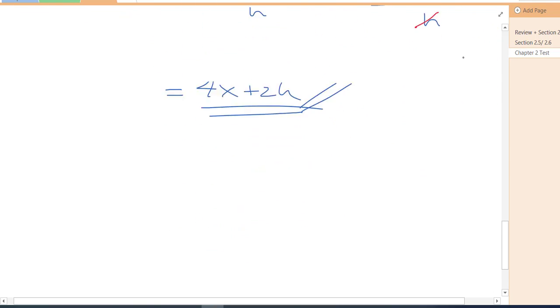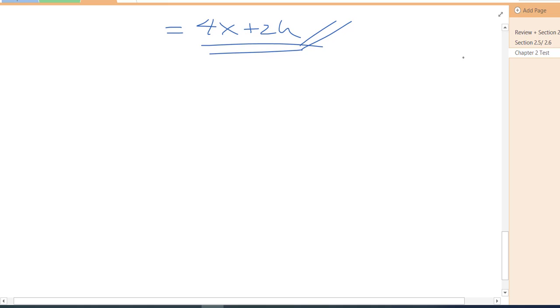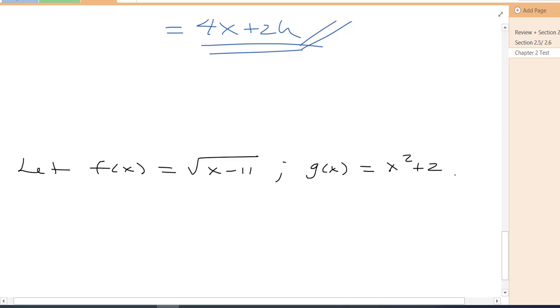Okay, so for our next example, I want to do a composition of functions where we also find the domain of the composition. So let's say that I give you f of x is the function the square root of x minus 11, and g of x is the function x squared plus 2. And say we want to find the composition f circle g of x and find the domain.